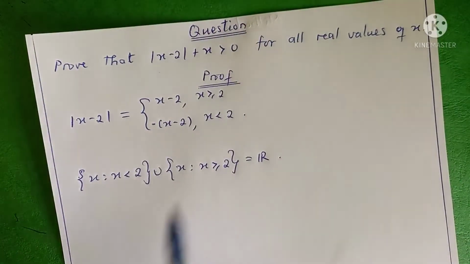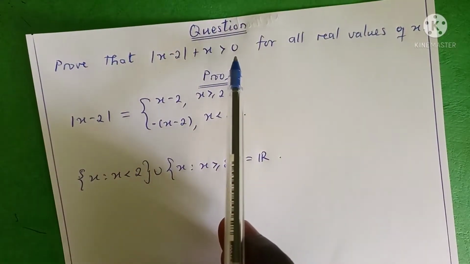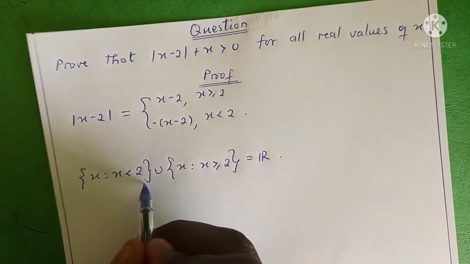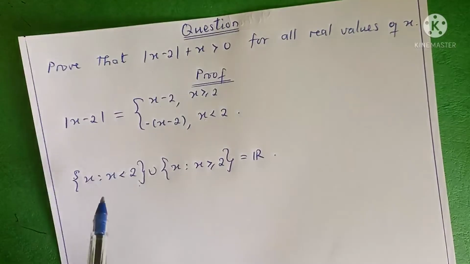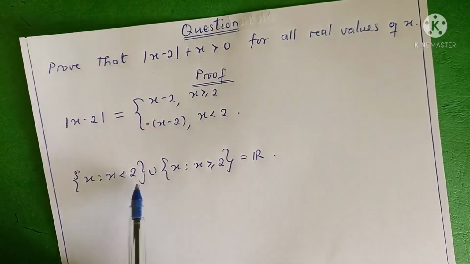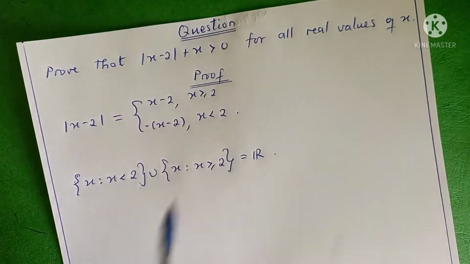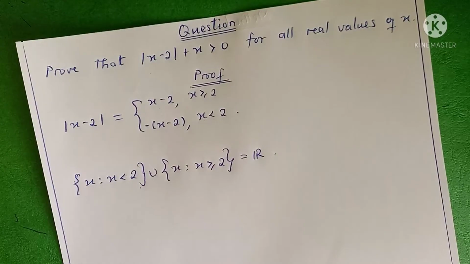And so, to show that the absolute value of x minus 2 plus x is always positive, I need to show that it is always positive for this first set and for this second set. And so if I show that that expression is always positive for all values of x less than 2 and for all values of x greater than or equal to 2, then I've proven that the expression is always positive for all real values of x.